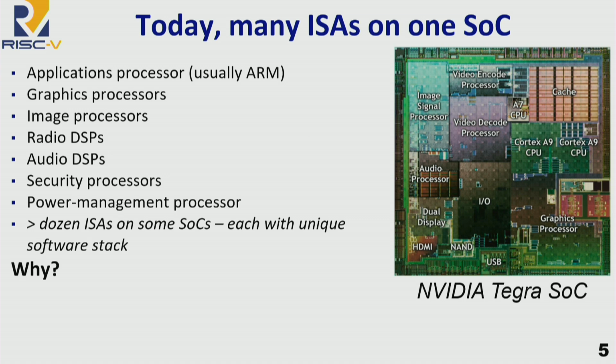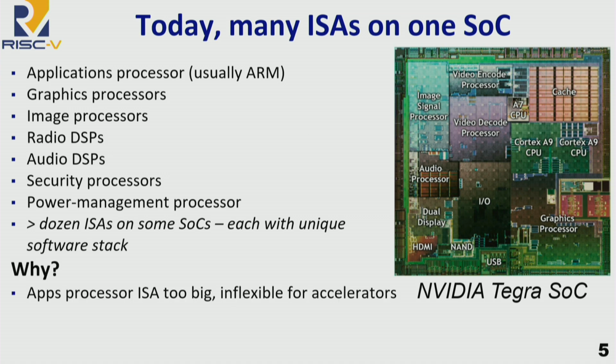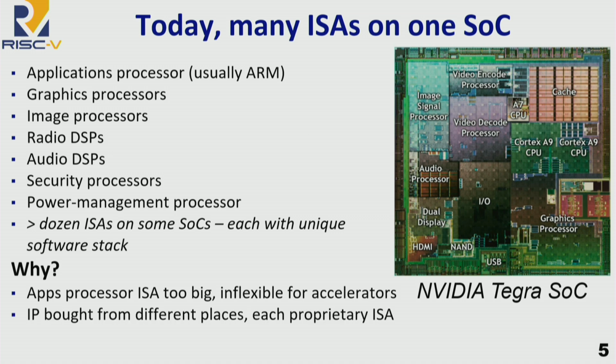So why are there so many? Well, one reason is that the apps processor is not designed to be the base of these various accelerators or specialized processors. There's just too much stuff in that apps processor ISA, so you don't really want to use it as the basis for these other accelerators. The other problem is you cannot license it as something you're going to use in IP that you will then sell. So when you buy IP from outside, as is common for most of these SoCs, the vendor selling you the IP probably had to build their own proprietary ISA in order to incorporate into that block.